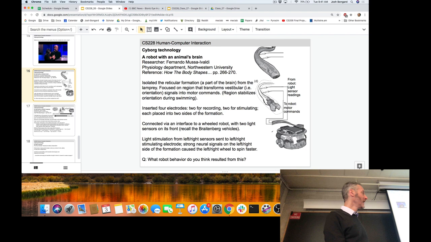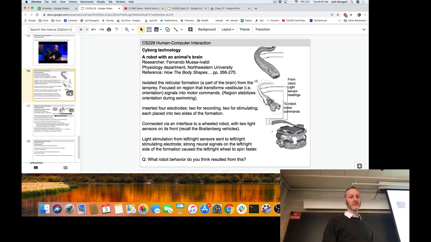It's not immediately obvious what the practical application is of this, but simply that we can co-opt or combine, again, more intimately than anything we've seen up to this point, closing the sensor motor feedback loop where part of this loop is going through an organism and part is going through a machine.